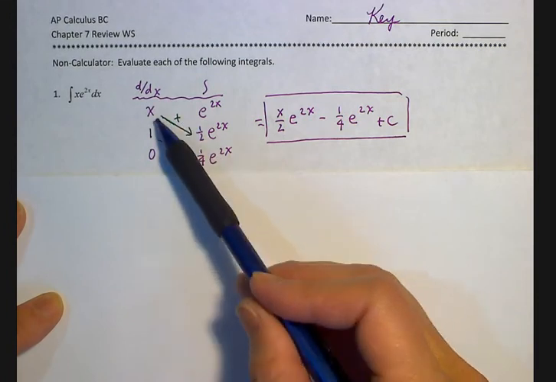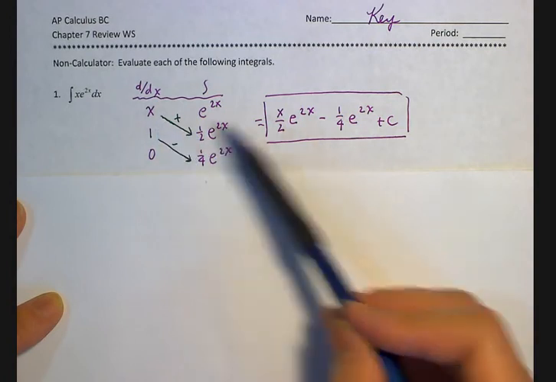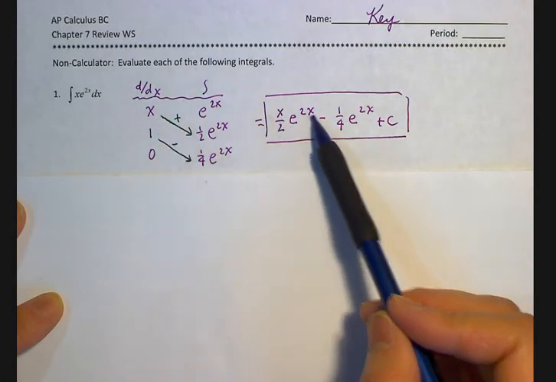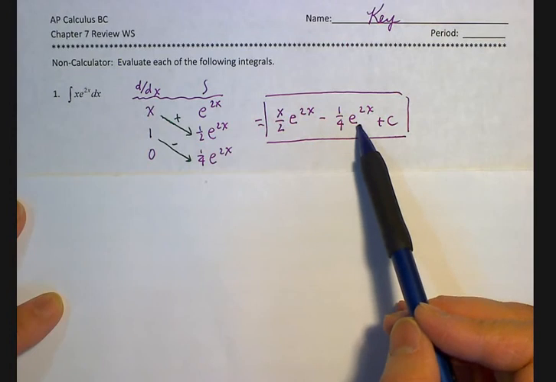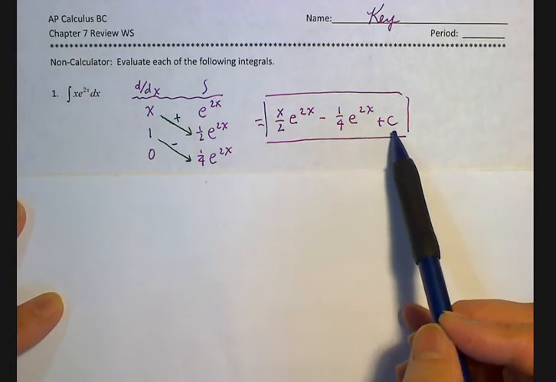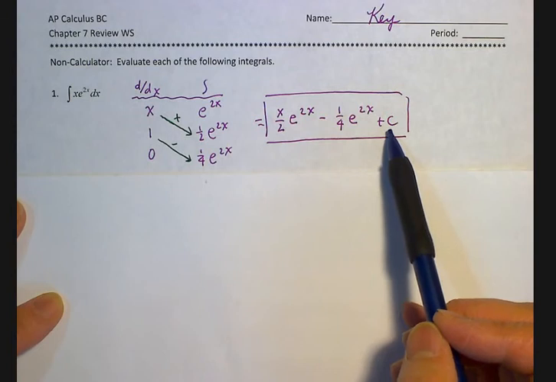and you're just going to multiply the two together. So it's x over 2 times e to the 2x minus 1/4 e to the 2x, and since this is an indefinite integral, it would be plus c.